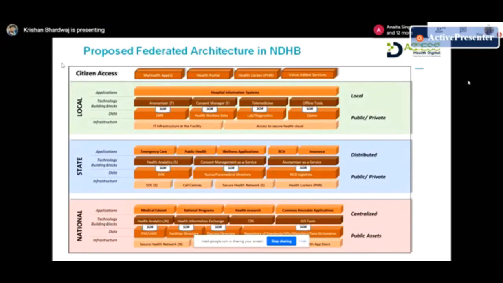And there are already different applications used by the health ministry. HMIS is one, DHIS2 is another.